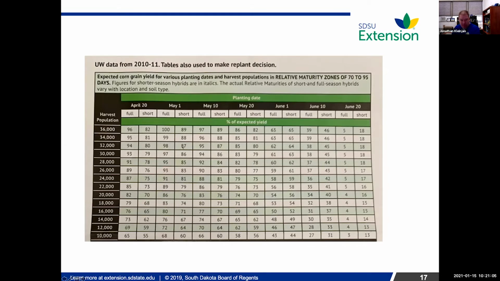And they kind of yield the same. The long season corn is better until you get out to about June 1st, and that's when the earlier corn starts to do a little bit better. But by June 20th you're only getting 5% of your optimum yield with the full season and 18% with the short season hybrids. And that just seems a little low to me.